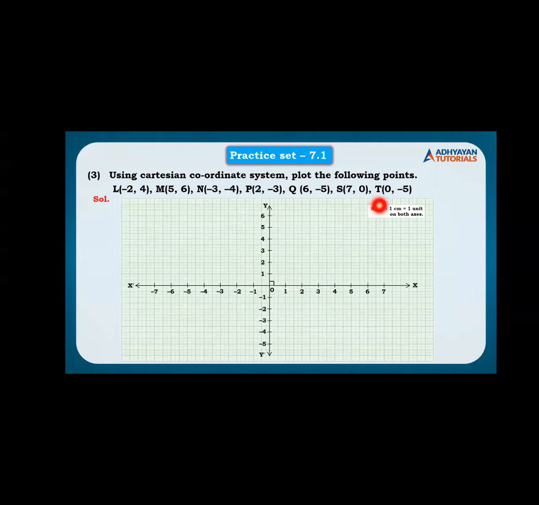Now here this thing is very important. If you forget to write it, you'll lose marks. Scale: 1 centimeter equals 1 unit on both axes. Meaning this 1 centimeter we are considering as 1 unit. If I would have written it as 0, 10, then how many units would come in 1 centimeter? 10. But here, because from 0 to 1 centimeter it is written 1, 1 centimeter is 1 unit. I hope it is clear.